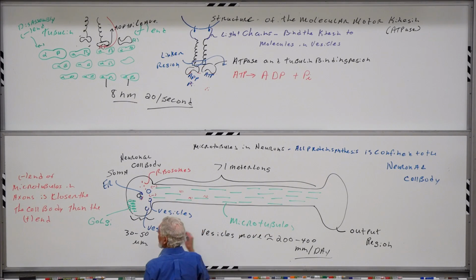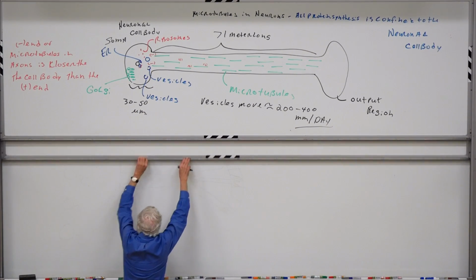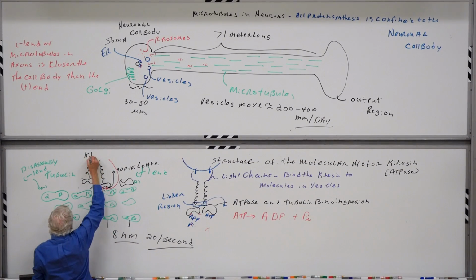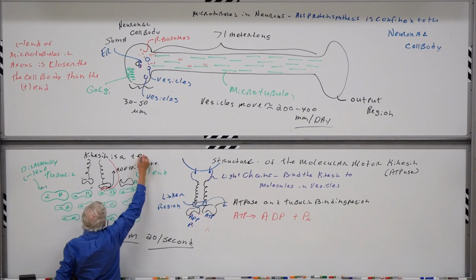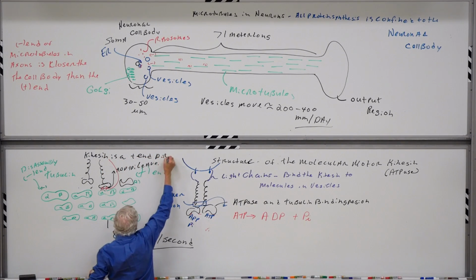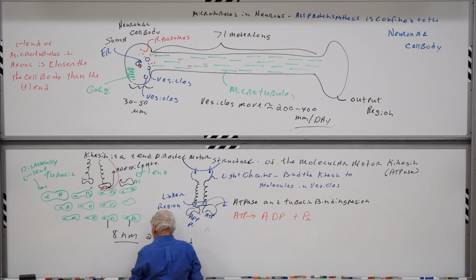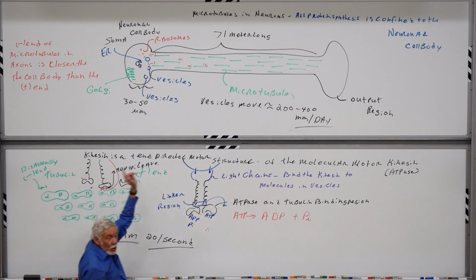Kinesin then, the upper one, kinesin is a plus end directed motor. And the upshot of the orientation of the microtubules is that we can generate proteins, put them in vesicles in the cell body, and move them from the cell body toward the terminal.